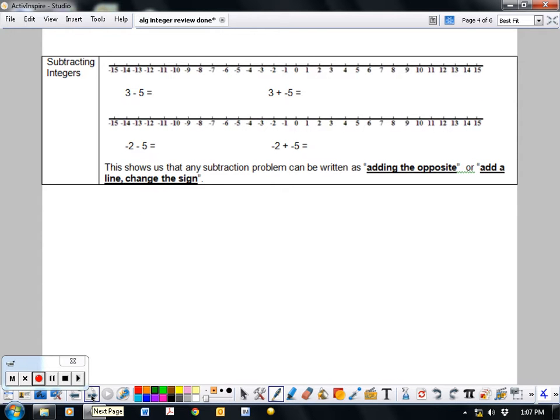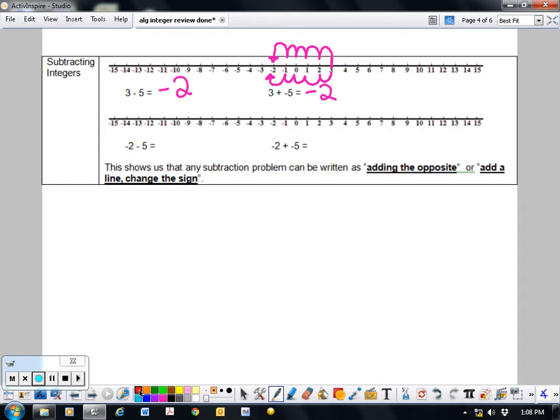Okay, now if we look at subtracting integers, if we do something like 3 minus 5, so 3, and then when I subtract, it's the same thing as going in the negative direction. So I'm going to go minus 5, so down 5, and I end up at negative 2. Well, that's the same thing as if we were to start at 3 and then add negative 5. So we'd go in the negative direction. Still gives us negative 2. So we start finding that subtracting a positive is the same thing as adding a negative. It's that same movement on the number line.